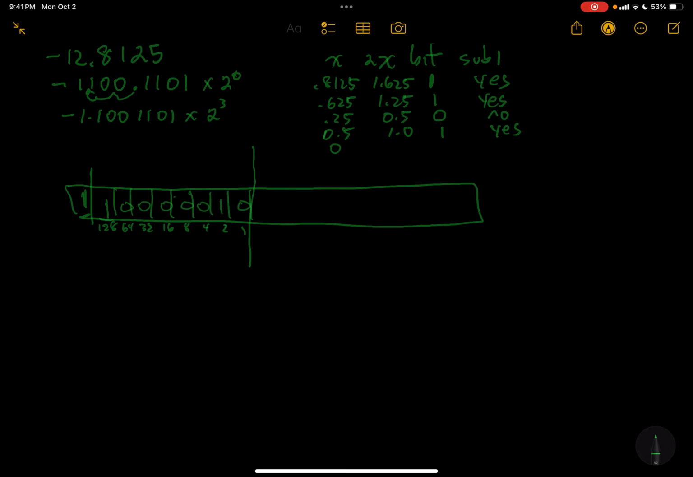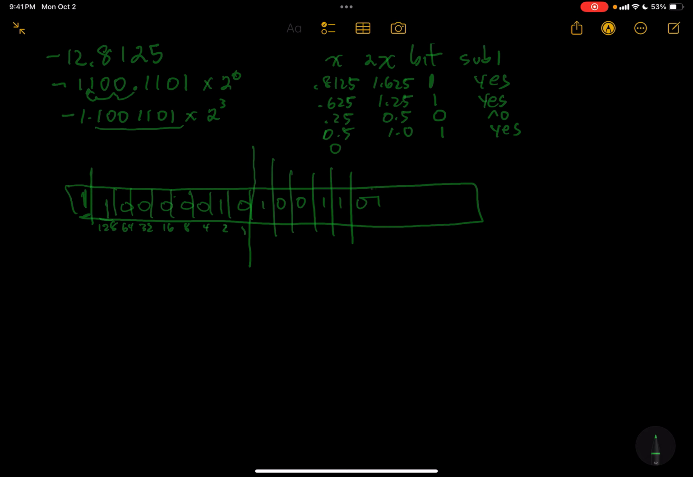All right, got that? Next, I fill in the rest with the mantissa. So I ignore the 1 point because that's assumed. So I'm going to take 1, 0, 0, 1, 0, 0, 1, 1, 0, 1. Just this part here. And so it's going to look like this.